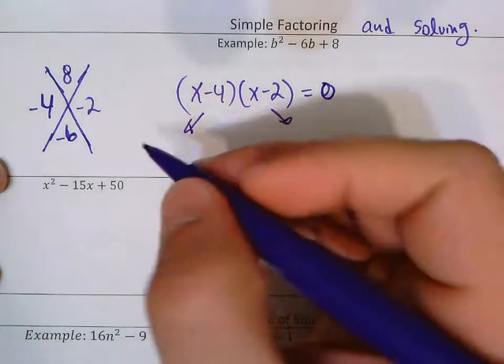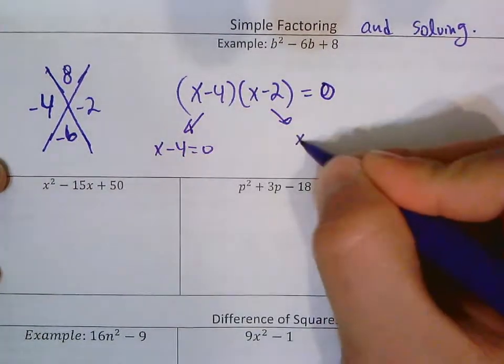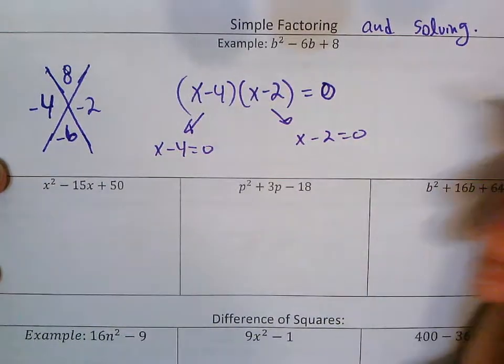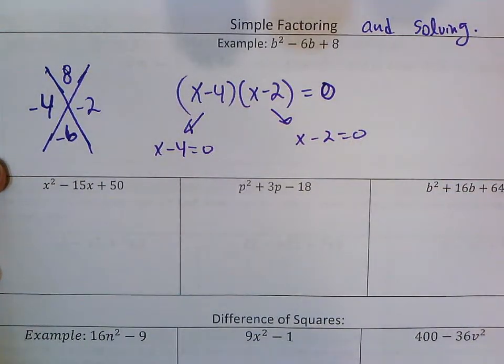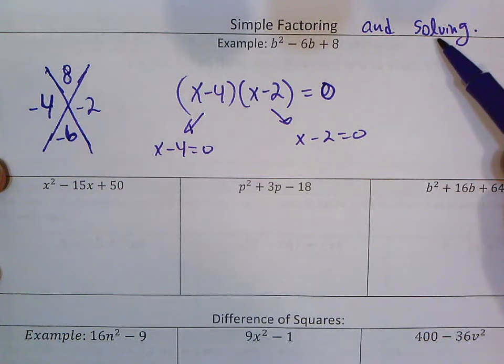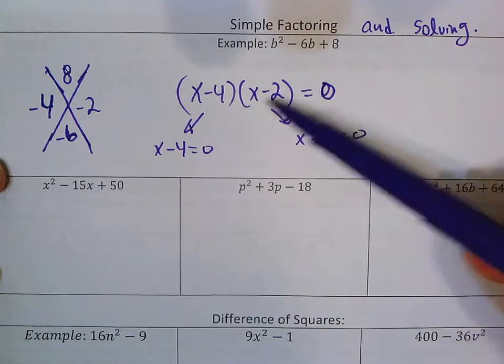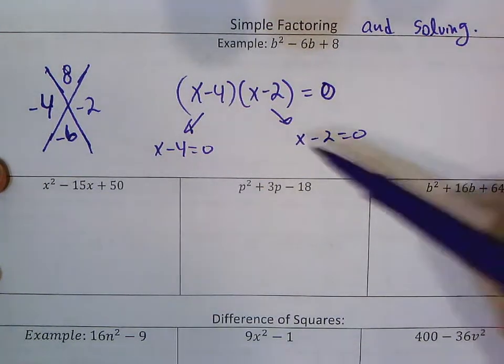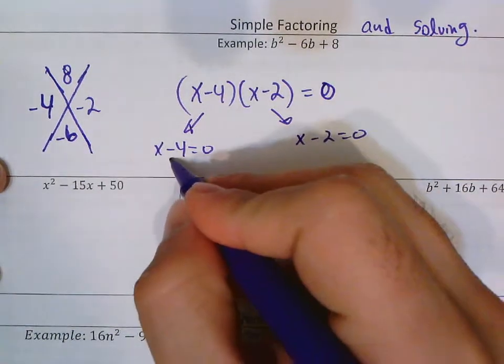So I have x minus 4 equals 0, and then x minus 2 equals 0. After I set them equal to 0, I need to solve for the value of x. Remember that solving means you're trying to find the x-intercepts. And these are the steps that you will follow. After you factor, you set each factor equal to 0 and then solve for x.